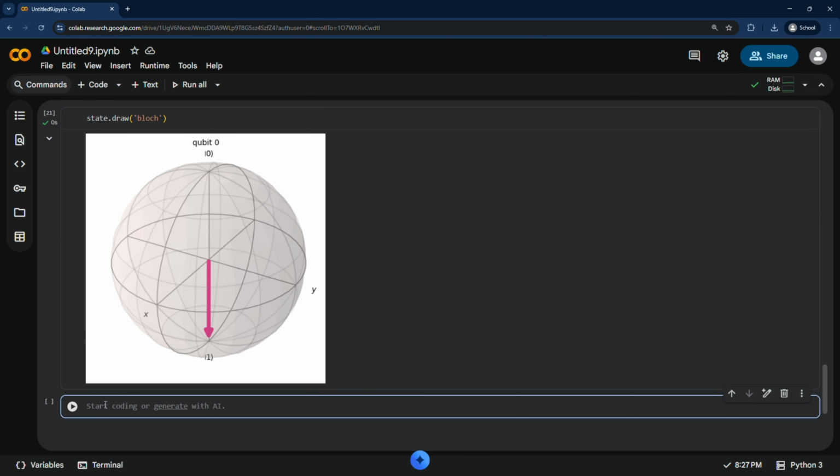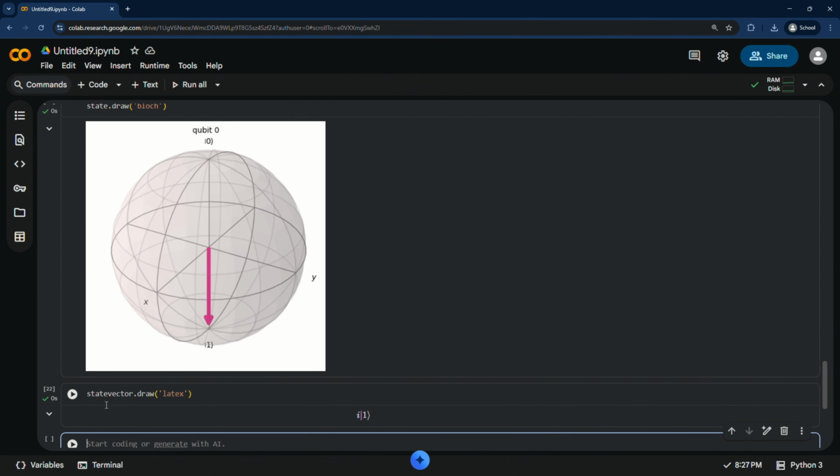Observe the Bloch sphere. The vector now rotates into a different plane. Look at the latex output. You should see state 1 with a complex phase i. This tells us the state has flipped and gained a complex phase. Now let's combine gates. We will apply the Pauli X gate first, then we will apply the Pauli Z gate. First, the X gate flips the qubit to state 1 and then the Z gate adds a phase.